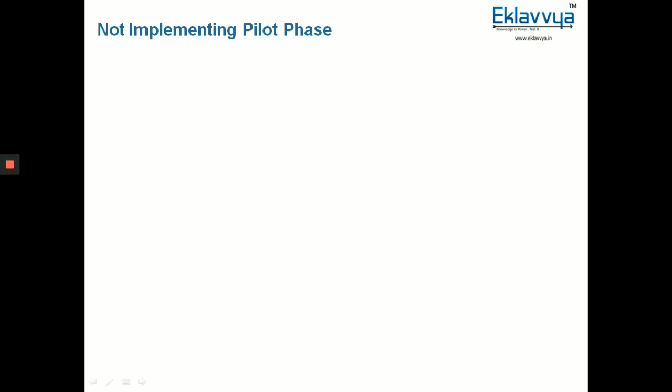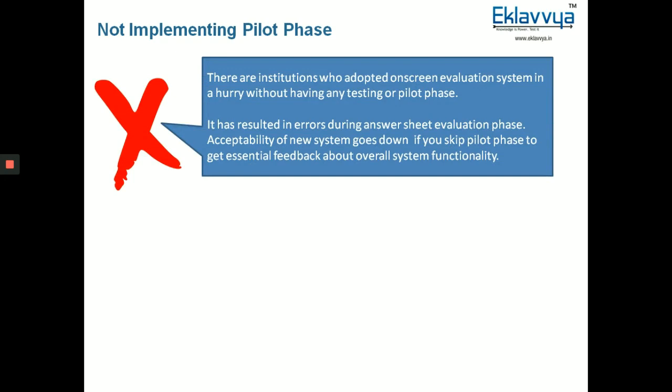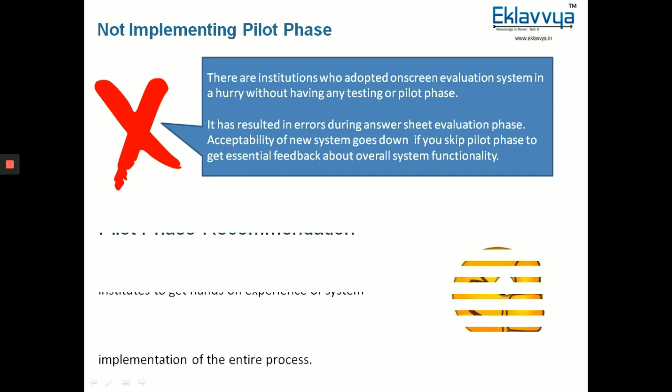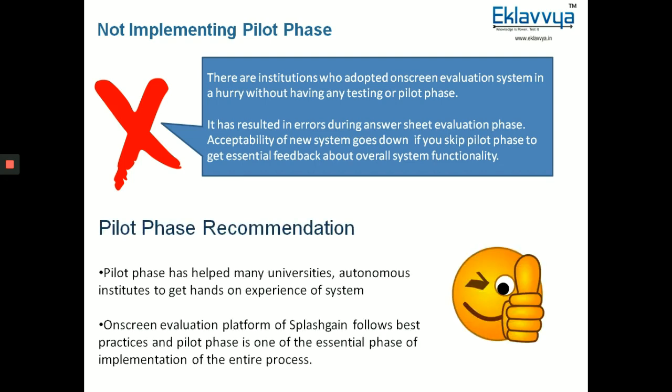First thing to avoid would be not implementing pilot phase. For any system implementation, it should be adopted in phased manner after taking continuous feedback from the stakeholders. Pilot phase is key phase which can help institutes to adopt new system. Pilot phase allows examiners to have mock evaluation process. Pilot phase can be monitored by platform technology experts along with key stakeholders of the education institution including controller of examination, registrar.